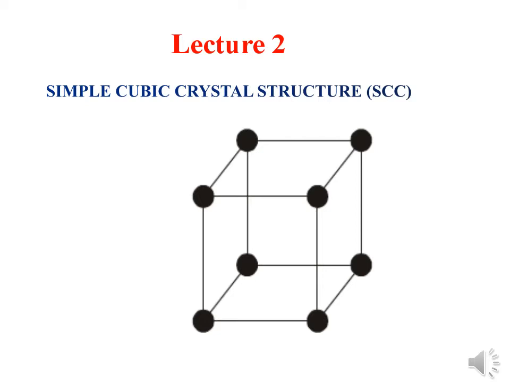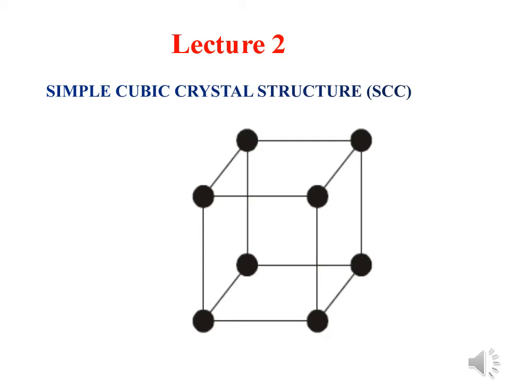Let us now discuss the topic Simple Cubic Crystal Structure, SCC. It is the simplest and easiest crystal structure. In this structure, there is one atom at each of the 8 corners of the unit cell. These atoms touch each other along the cube edges. This structure is very rare in metals.